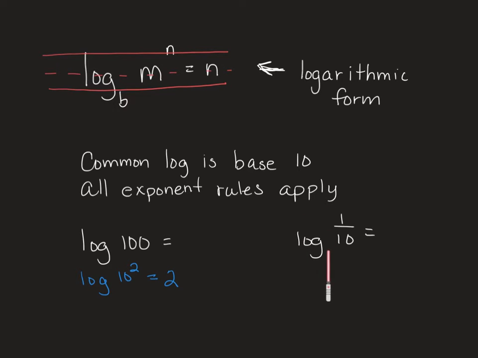Here, I have 1/10. I want it to be in terms of 10, so again I think exponents, and this would be 10 to the negative 1, because a negative exponent makes it go to the bottom of the fraction. Again, my answer is my exponent, so it's negative 1.